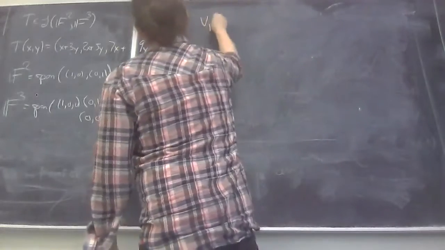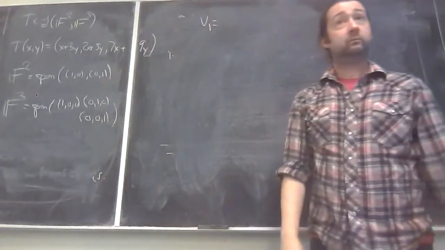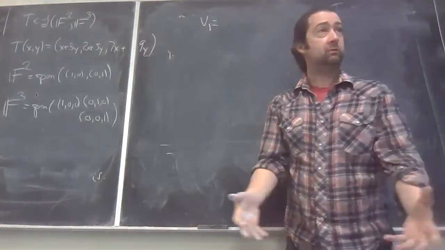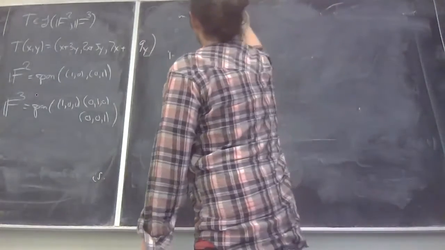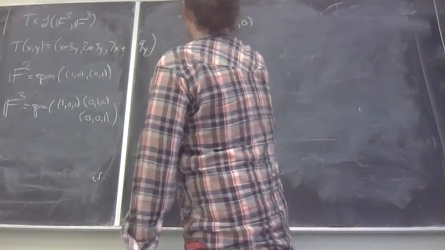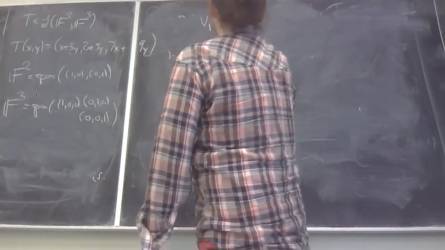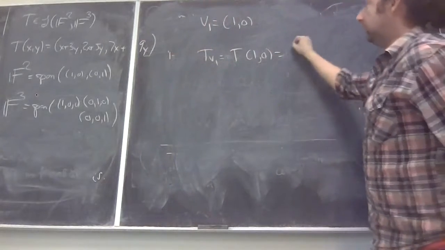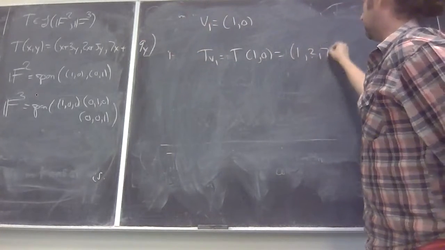What is V1? V1 is supposed to be the first basis vector for V. What should I use? 1, 0. What is T of V1? T of V1 is T of 1, 0, which is equal to what according to that map right there? 1, 2, 7.